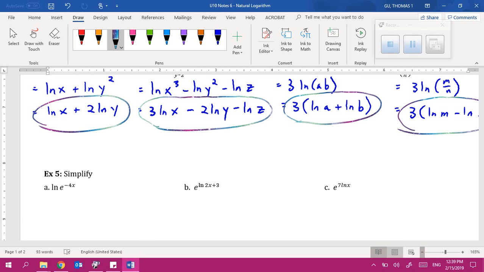On A, do you know what the answer would be? Negative 4x. Why is that? Because ln and e are inverse. Because ln is log base e, and the base of e. Those are inverses. They cancel out, so the answer is just negative 4x. The next one is 2x plus 3. Exactly, because this base of e and ln with the base of e, that cancels out, and then your answer is just 2x plus 3. Very good.